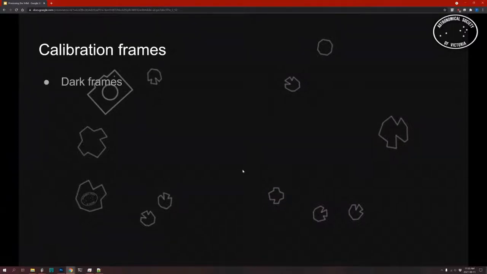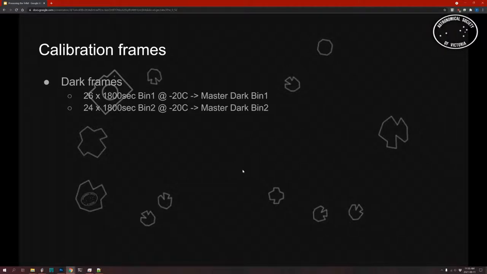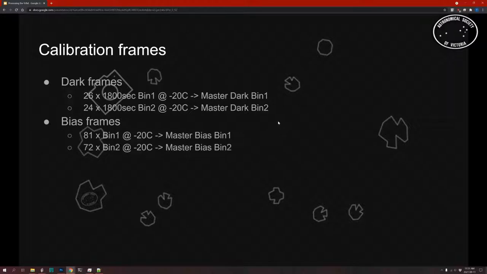Now, we've spoken about calibration frames, what they are. You can see that I've actually got 50 half-hour dark frames. So there's more than 24 hours of dark frames to make two master darks, one for the bin one data and another one for the bin two data. For the bias frames, there's a lot of those to make two master biases, one bin one and one bin two.